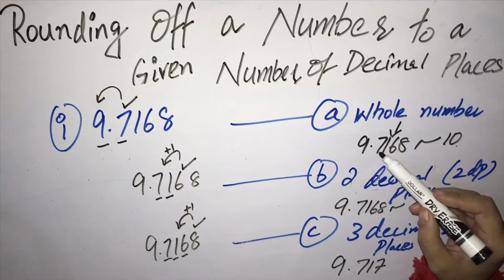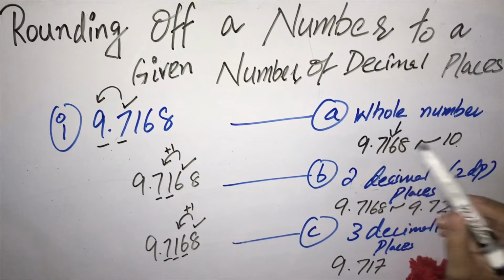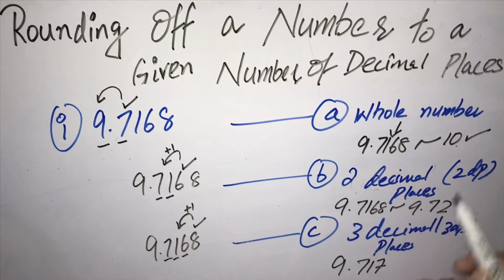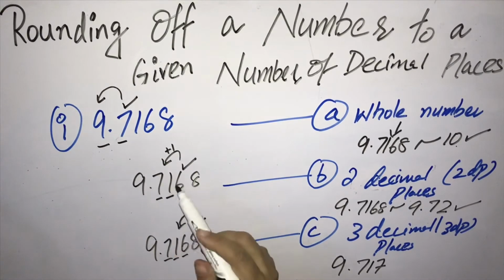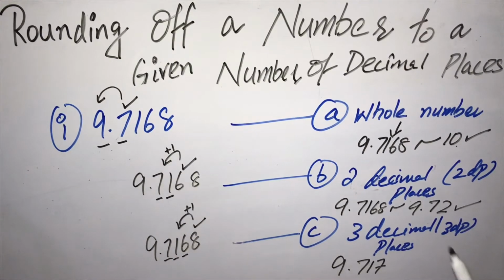Notice, if we need the whole number, our answer is a whole number. That is, this 7 has given 1 to 9 and the answer is a whole number. If we need 2 decimal places, our answer will have 2 decimal places. So we check the third number. If it is less than 5, we shall drop it. If it is equal to 5 or more than 5, it will give 1 to the previous and we shall drop it. So the final answer will have 2 decimal places.